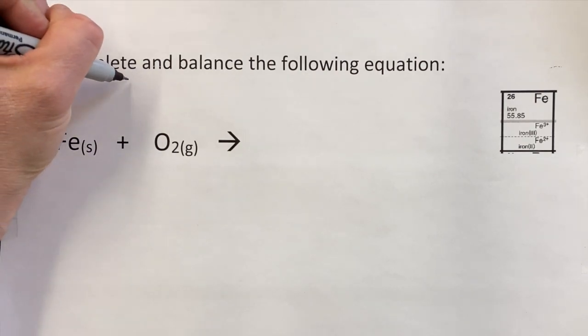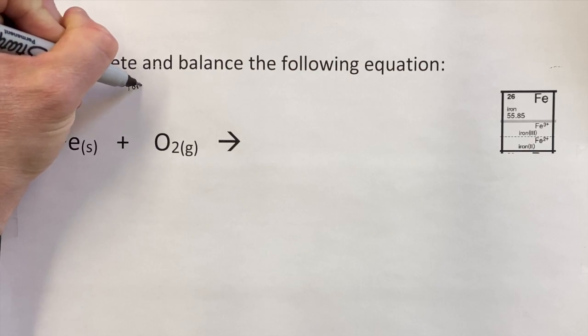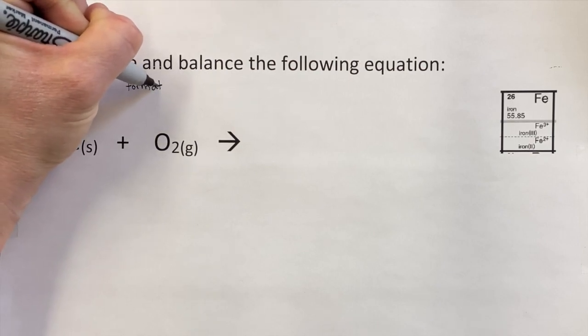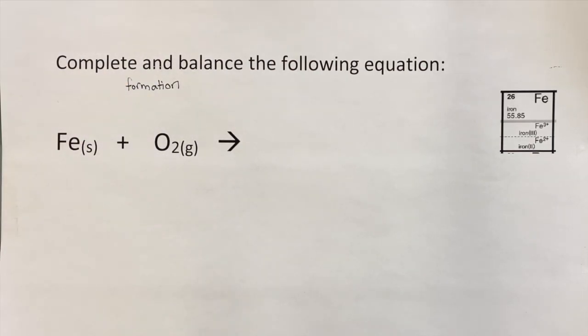So this is a formation reaction. So it's going to form iron oxide, which is an ionic compound, and so I have to think about what charges iron and oxygen have when they are in an ionic compound.